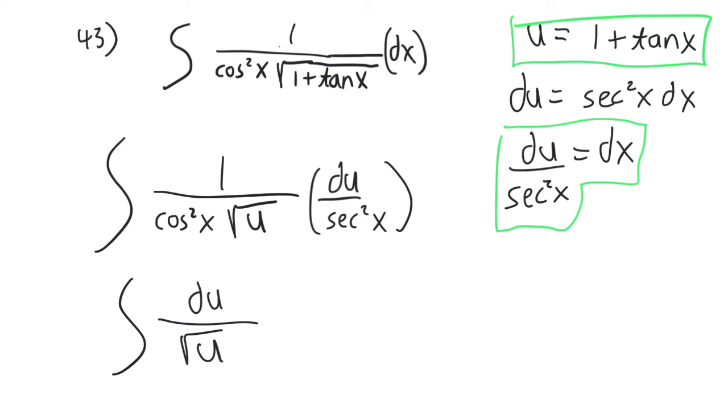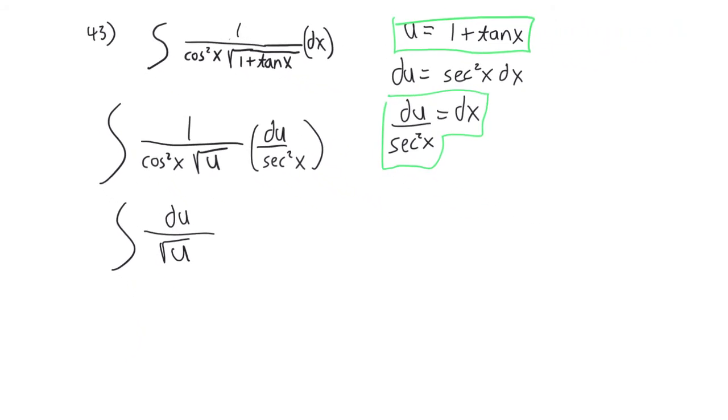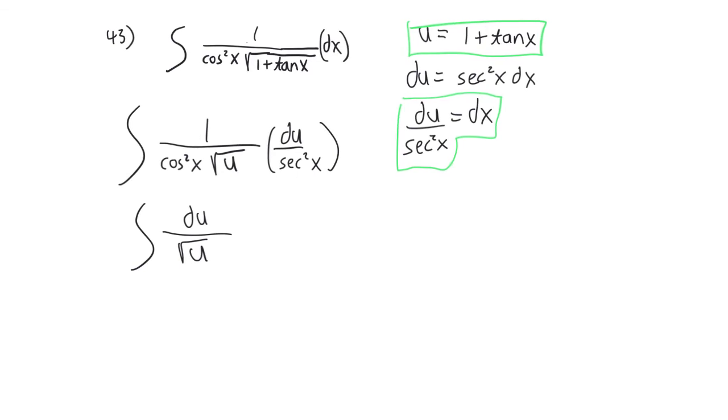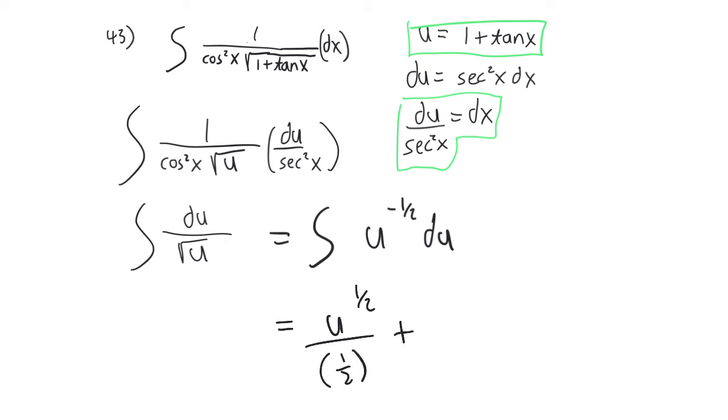Okay. Now, you might be used to the du being off to the side. I could have written it off to the side, but whatever. We're going to put it up top for now. So, the reality of what we're working with at this point is u to the negative 1/2 du, okay? Because square root of u is really u to the 1/2, and then I could bring it up top to make it negative 1/2. At that point, we're ready to use the power rule. It will be u to the positive 1/2 all over 1/2 plus c.